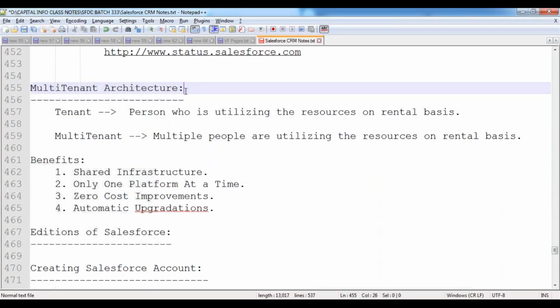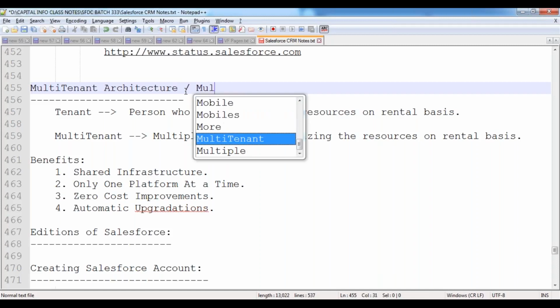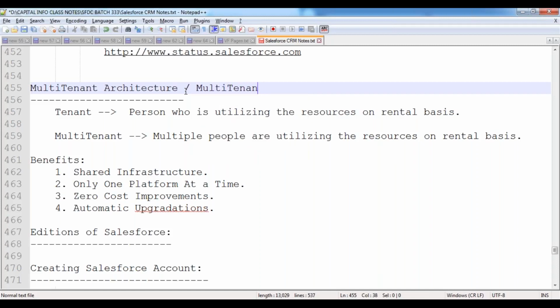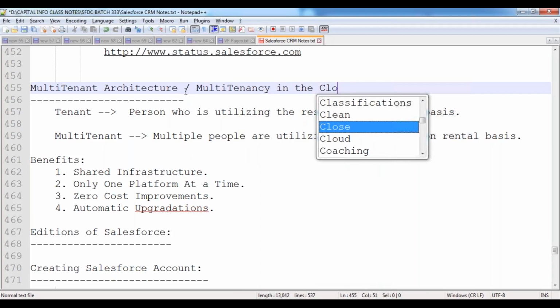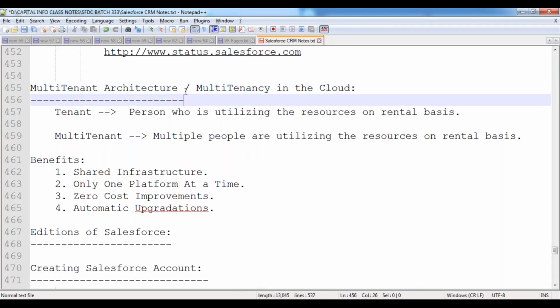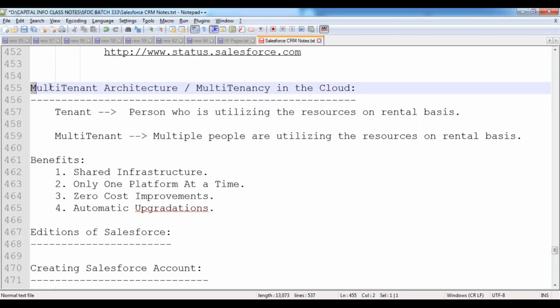This is also called multi-tenancy in the cloud, or multi-tenancy or multi-tenant architecture. Both are the same, just the terminology is different. Some people reference it as multi-tenancy, and a few people use multi-tenant architecture. So these are the various benefits available as part of your multi-tenant architecture inside your Salesforce instance.